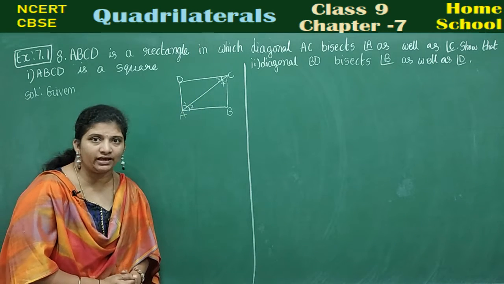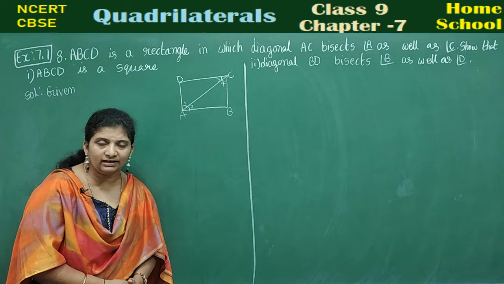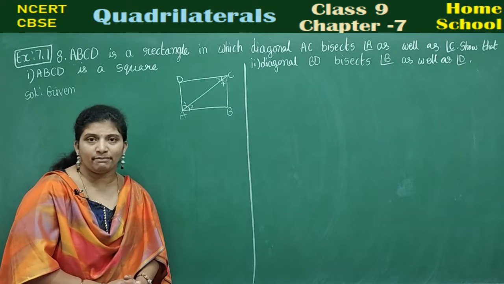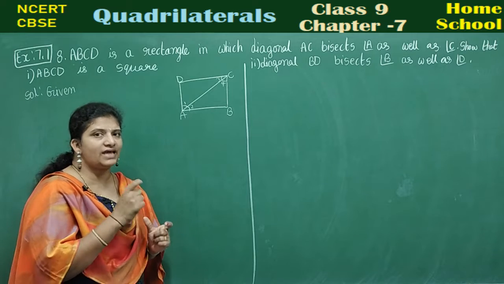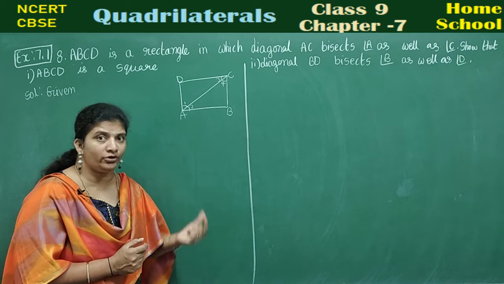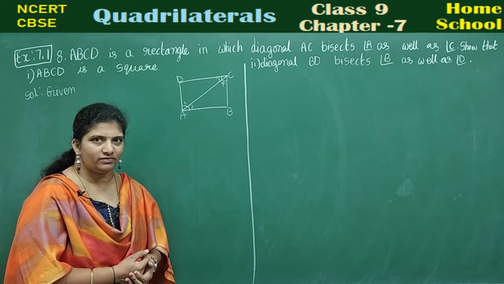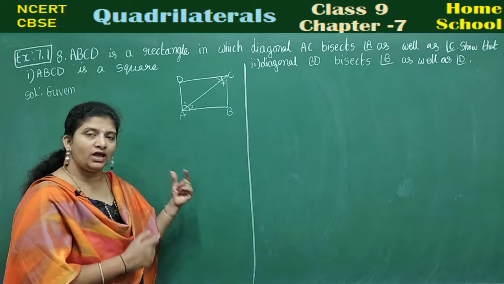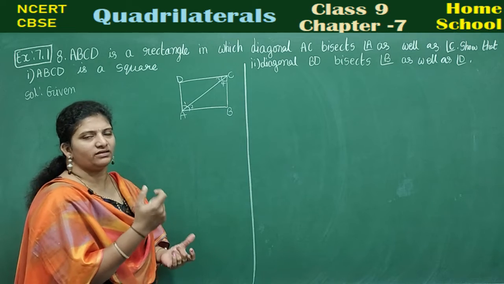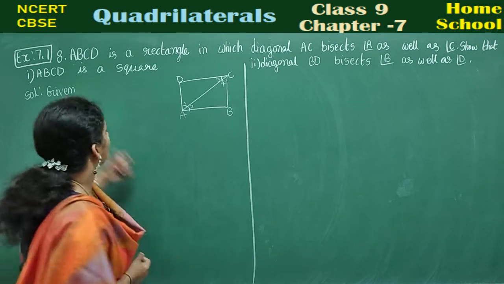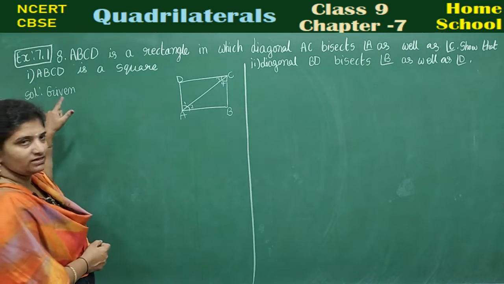I repeat the question again. ABCD is a rectangle. Diagonal AC bisects angle A and angle C. The same point we have proved already in your before problem. Right? Now, they also said it is bisecting. And we need to prove something. That is, show that. 2 sub-questions in this.